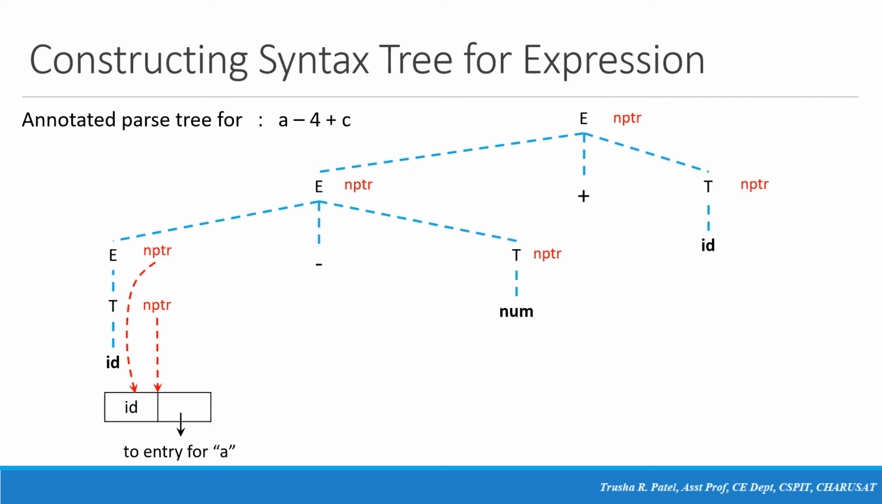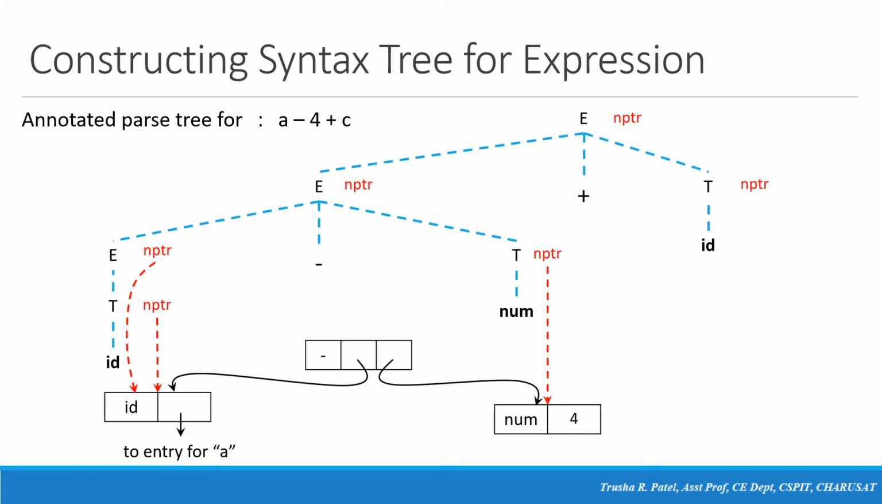As our semantic rule says, E dot pointer should be equal to T dot pointer. So for the same node, a pointer is created for the E. One more node is created for the number 4. So the pointer of T will be pointing to this node. Now one more node is created for minus. So the left of that minus is pointing to a and the right of that minus is pointing to 4. So E dot pointer will be pointing to this new node of minus.